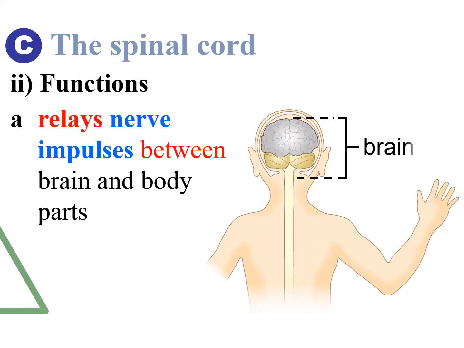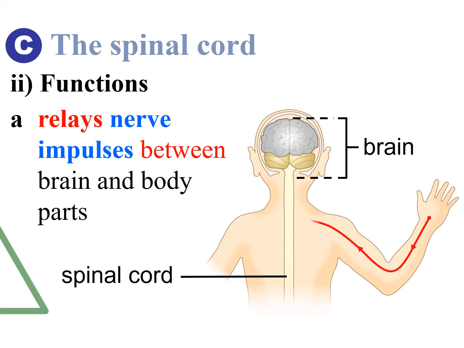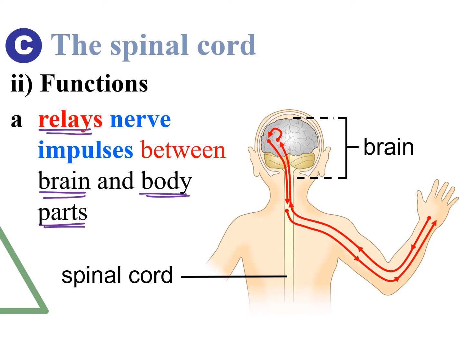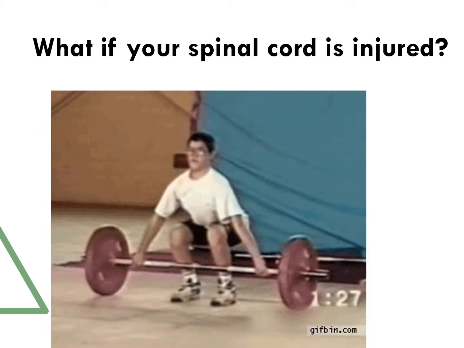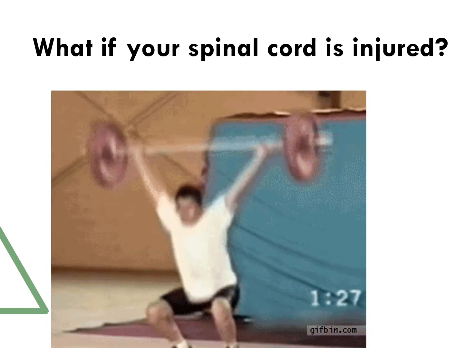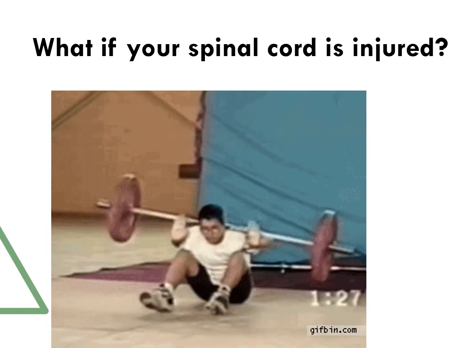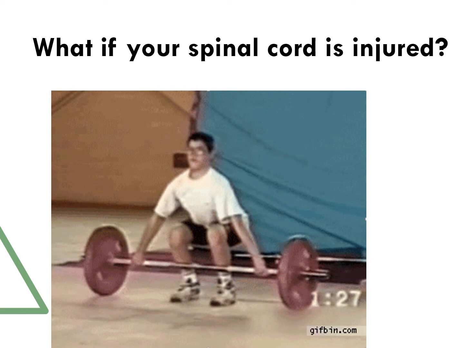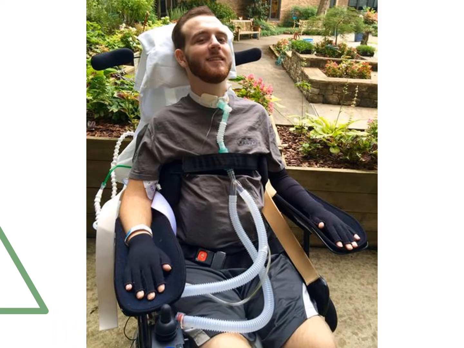For the function of the spinal cord, it helps to relay the nerve impulse between the brain and the other body parts. It acts like a bridge. Imagine what if your spinal cord is injured. Ouch, that's painful. What might happen? We know that spinal cord helps to relay the nerve impulse between your brain and the other body parts. If it is broken and damaged, one possible consequence is that you might be paralyzed, 瘫痪了.